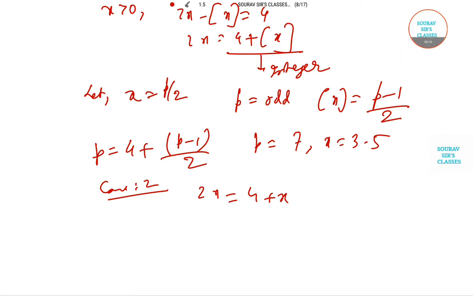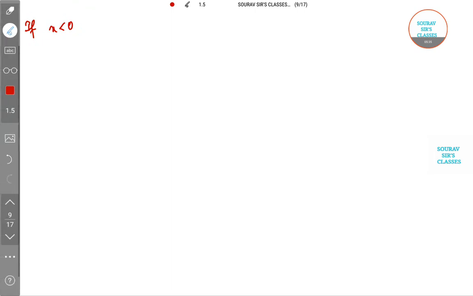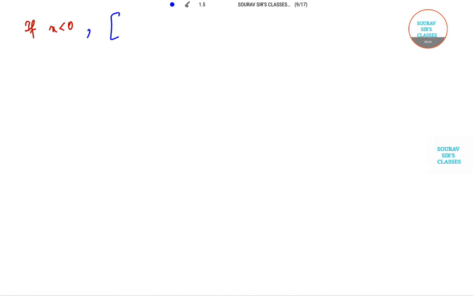So in case 2, we can write x equal to 2x equal to 4 plus x. So x equal to, directly we can write 4. If x is negative, if x less than 0, then what happens? If x less than 0, then this part equal to 4.